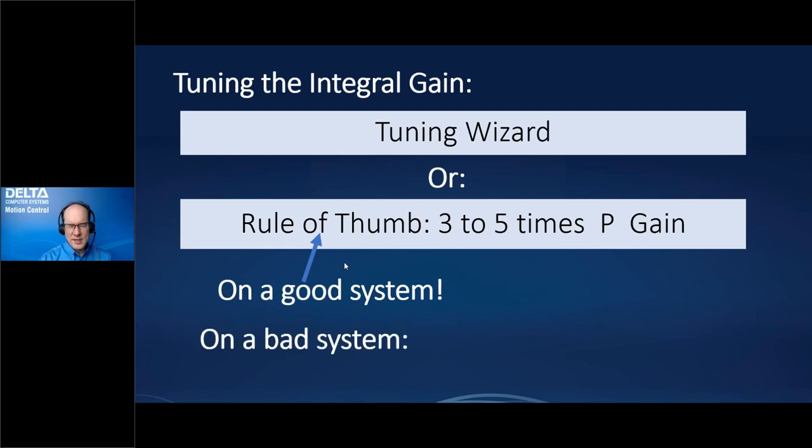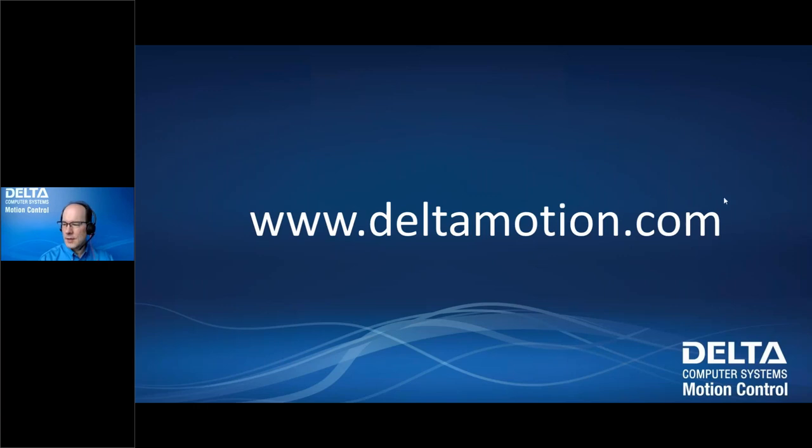On a bad system, well, what do you do then? Well, on a bad system, you apply all the tricks that we just went through on the webinar, and it's really hard to say exactly what the value of the integral gain should be. You need to play around with that together with using probably a lot of these tricks. So that's it for today.